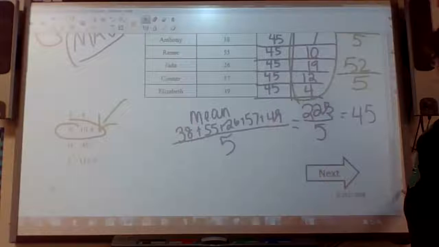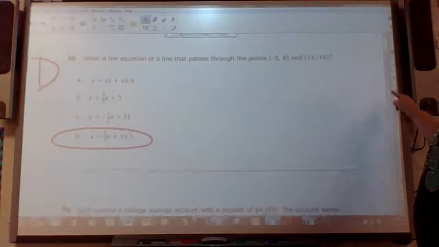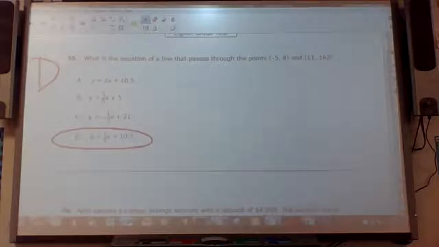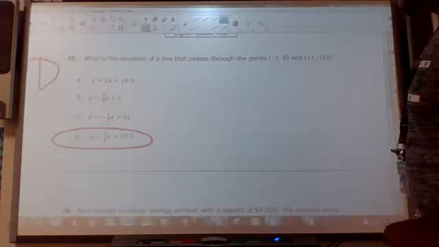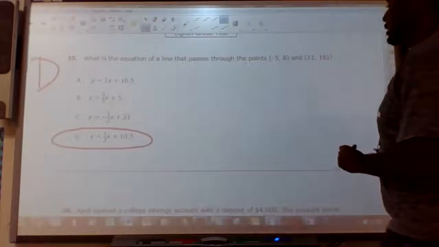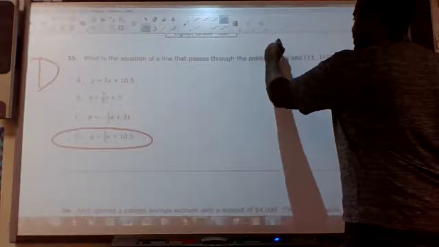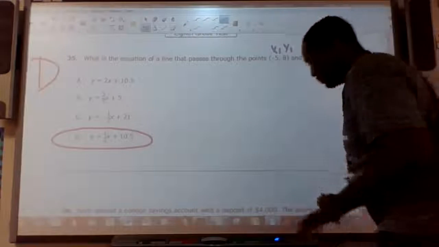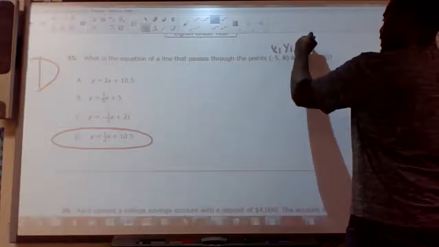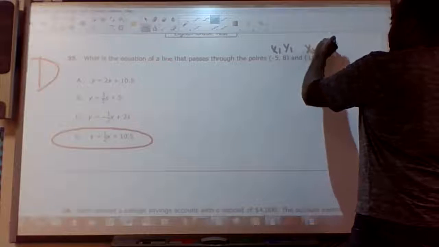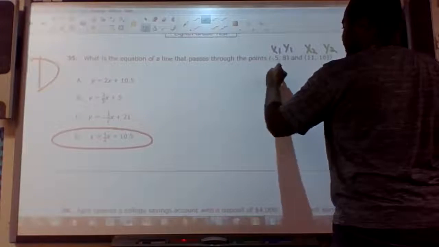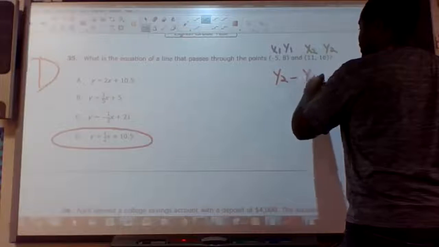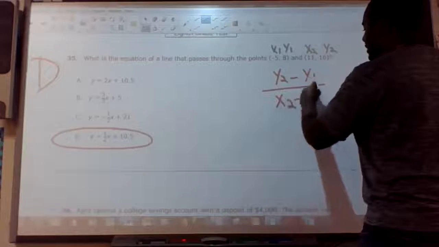Okay, next problem. Number 35. Slope and y-intercept. All right, hi everyone. The first thing I want to do here is notice that I have two sets of points. I have my x1, my y1, I have my x2, and my y2. Knowing that, we can set up our slope formula, which is y2 minus y1 over x2 minus x1.